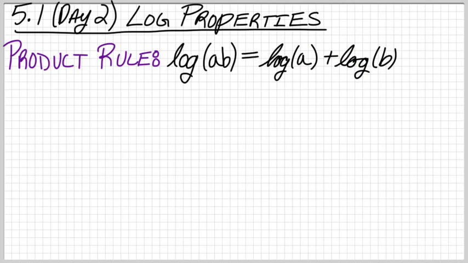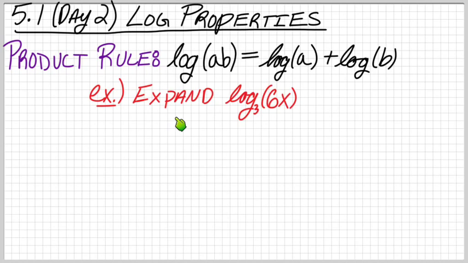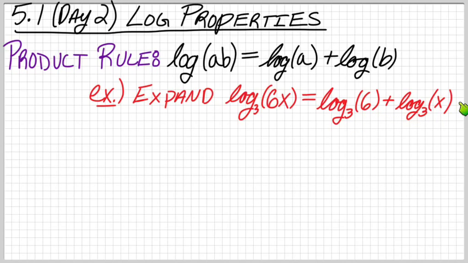So let's do a quick mini example to illustrate that. So the directions are just to expand. Or another way you could say it is write it as a sum of two logs. So we have log base 3 of 6x. So since we definitely have a product inside the log here, 6 times x, we can just write it as log base 3 of 6 plus log base 3 of x. So notice it still has the same base as it started with. So log base 3 of 6 plus log base 3 of x.